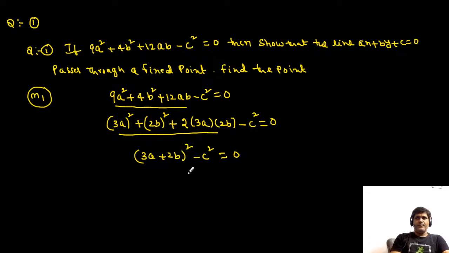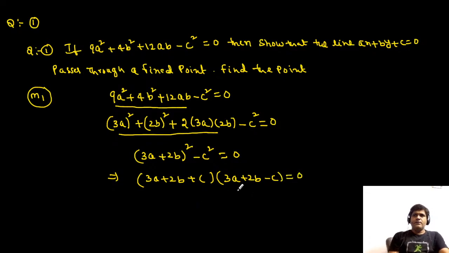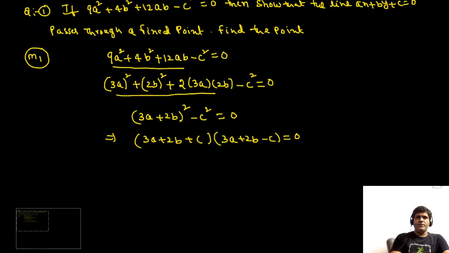So this is of the form (a + b)(a − b). That is, (3a + 2b + c)(3a + 2b − c) = 0. Now the product of two numbers is equal to 0. Either the first one is equal to 0 or the second one is equal to 0. So here are two possibilities.